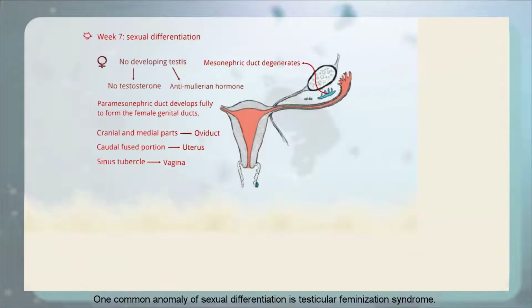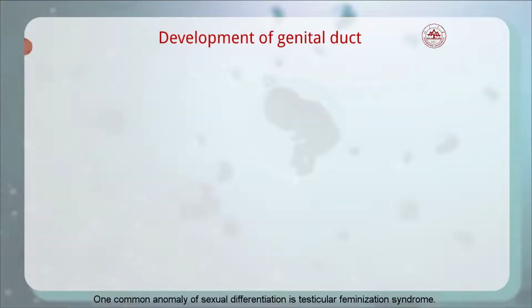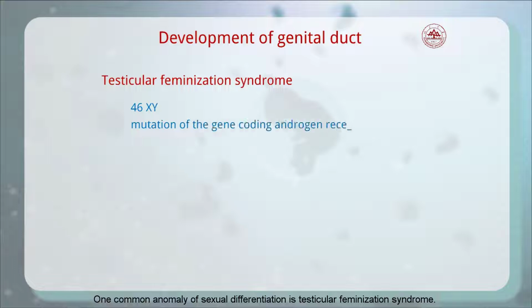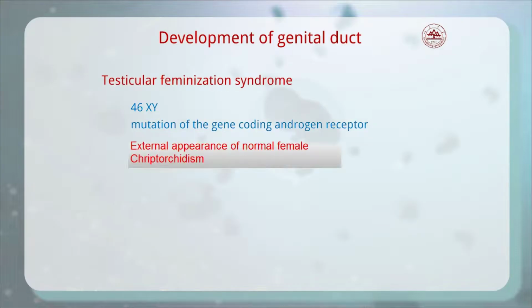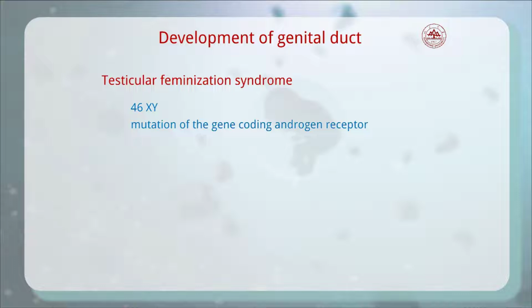One common anomaly of sexual differentiation is testicular feminization syndrome. The patients have a 46,XY chromosome constitution, but have the external appearance of a normal female. The testes are usually in the abdominal cavity or the inguinal canal. This disorder results from a lack of androgen receptor.